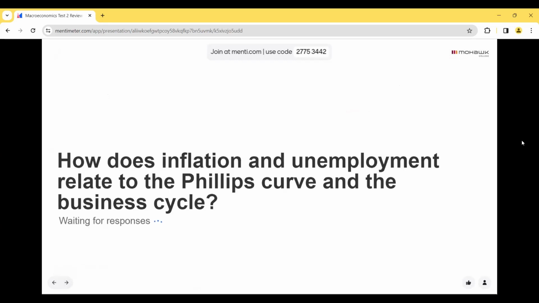How do inflation and unemployment relate to the Phillips curve and the business cycle?